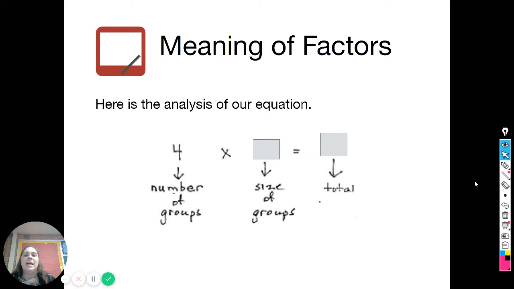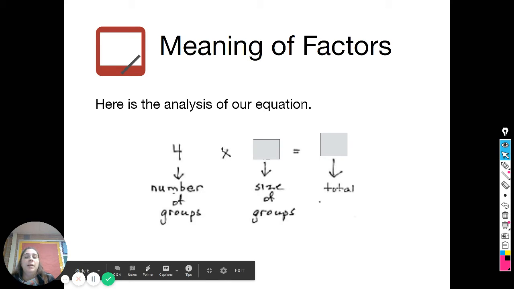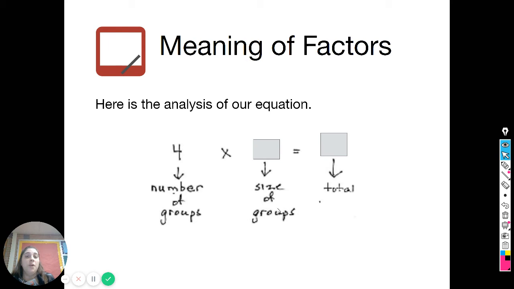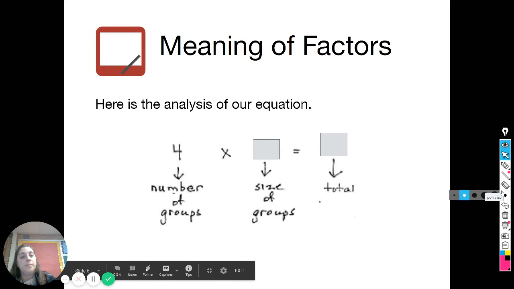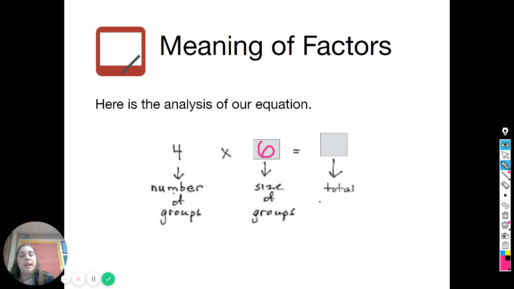Let's talk about the analysis of our equation. We said that that first number was 4, which is the number of groups. Then we multiply that by the size of the group. So in each of our number bond pieces, the size was 6. And that gives us a total of 24, or a product of 24, okay? 4 groups of 6 equals 24.